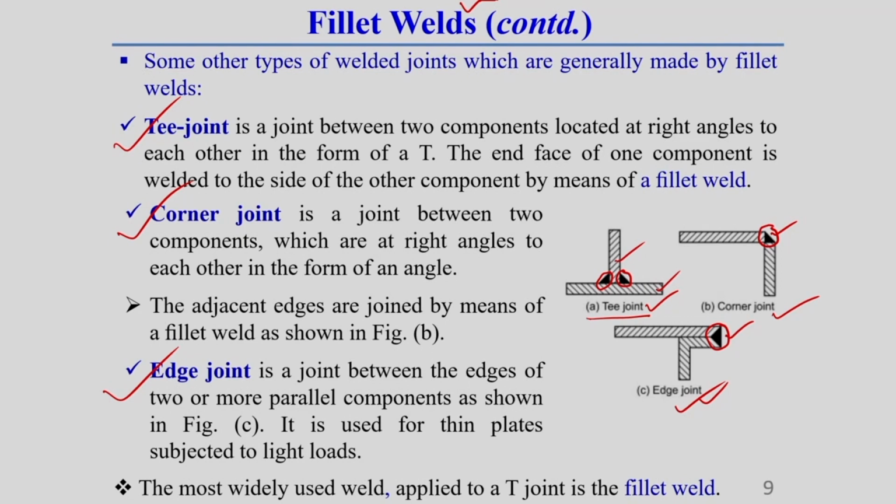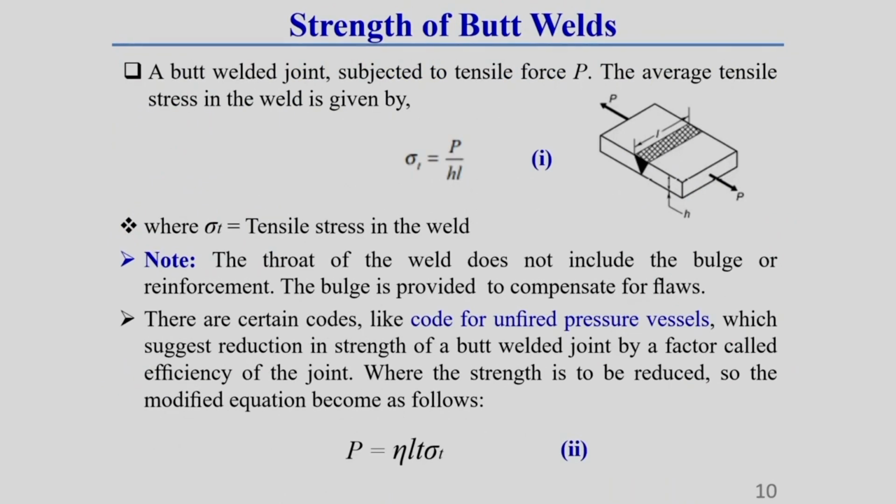Now, we will discuss the strength of the butt weld first. Generally, a butt weld is subjected to a load P, which I am showing here in this figure. This is a butt weld, because here two workpieces lie side by side, and in between them the welding is done.